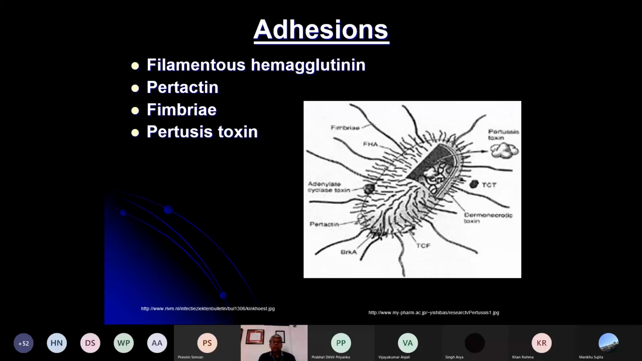Here is the artist's view of the bacteria. This is the gram-negative coccobacillus. These are the fimbriae. These are the filamentous hemagglutinins. These are the various toxins which are produced from it. There is a pertussis toxin which is excreted by the bacteria into the environment, so it can go to far off places also and cause damage. And this is the enemy which is going to cause problems.